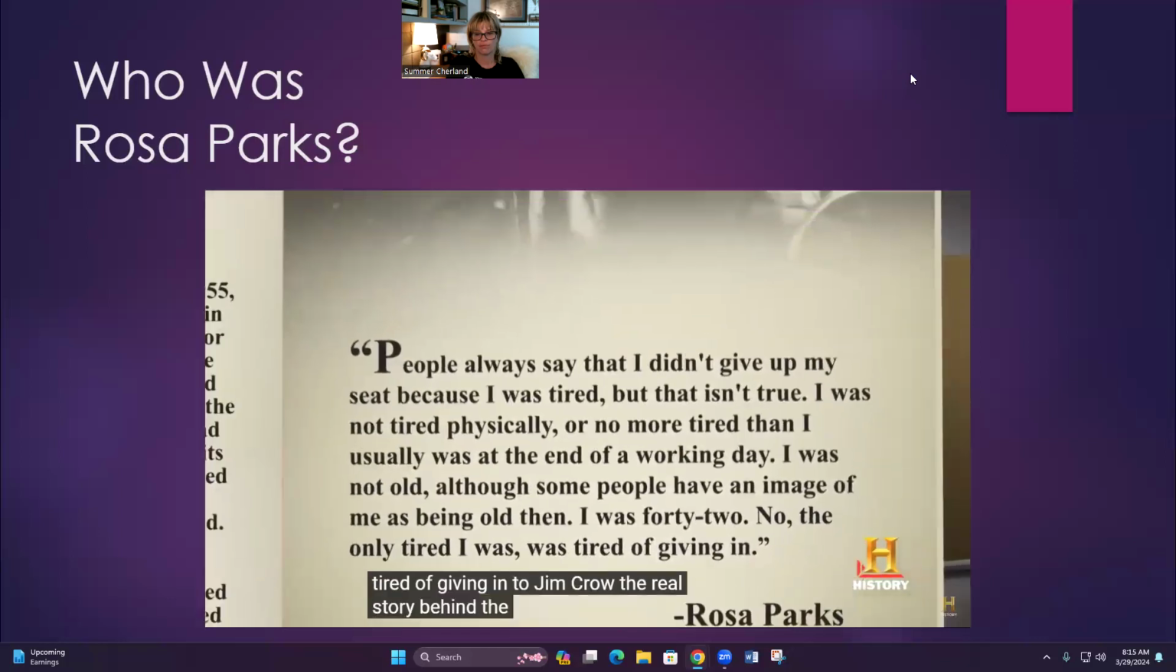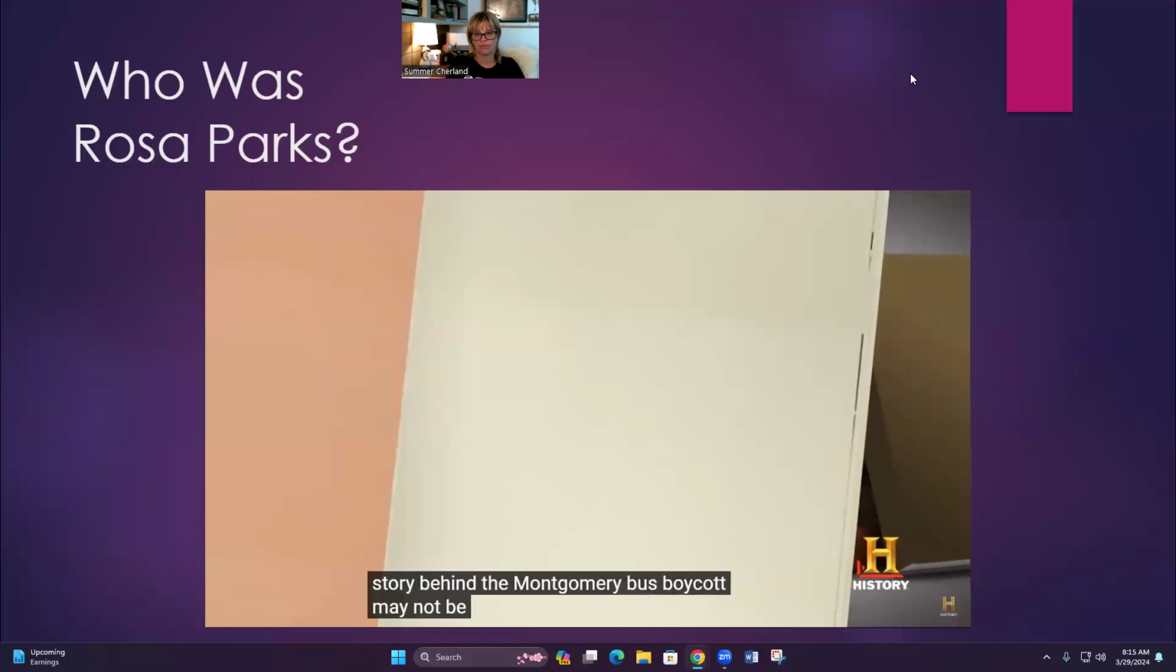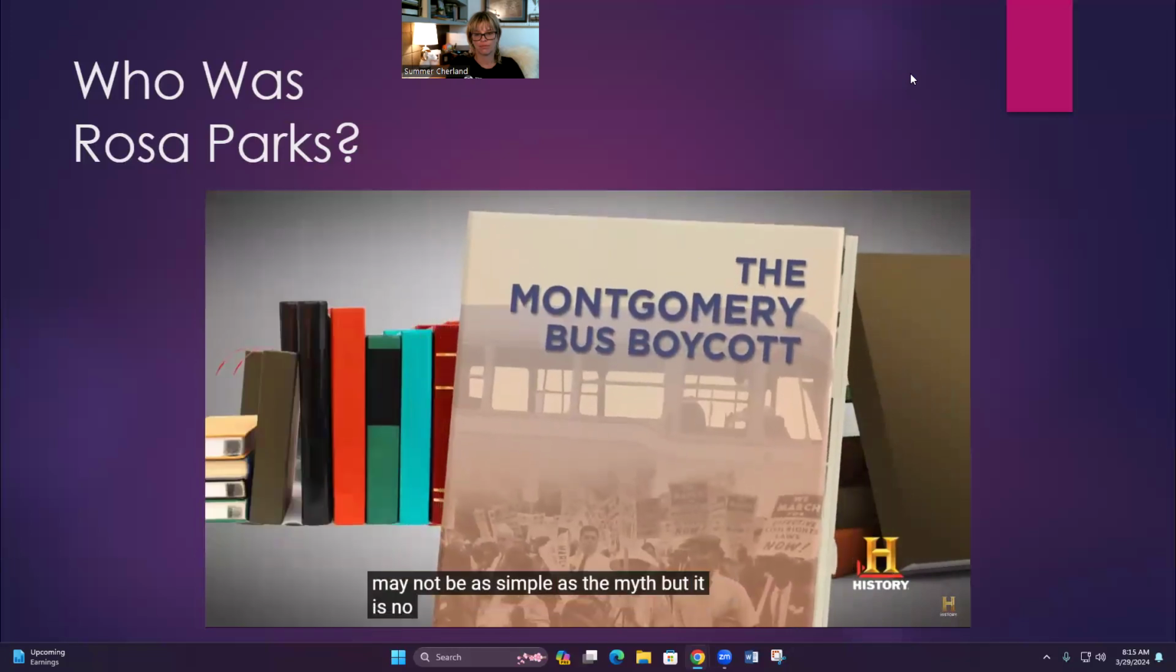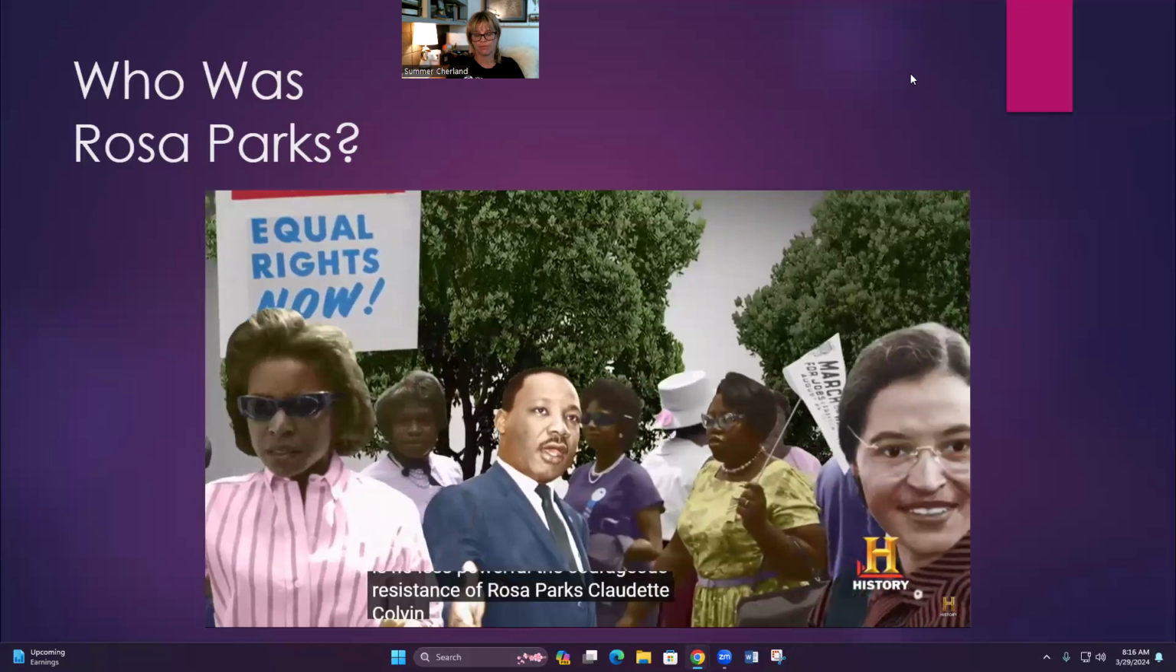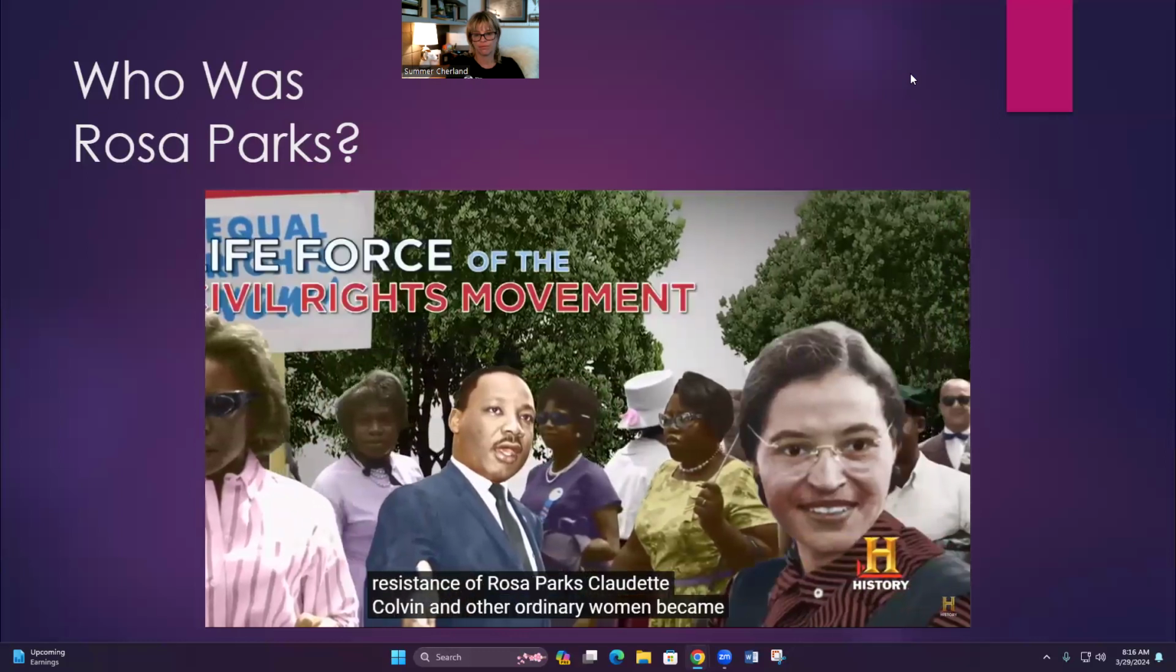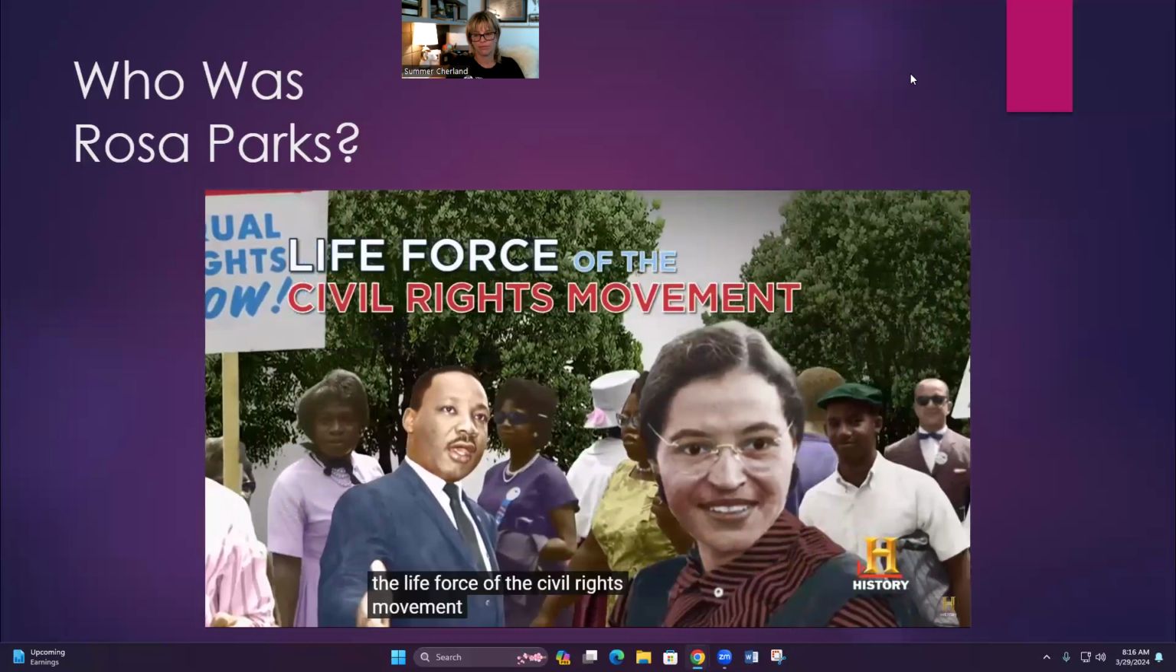The real story behind the Montgomery bus boycott may not be as simple as the myth, but it is no less powerful. The courageous resistance of Rosa Parks, Claudette Colvin, and other ordinary women became the life force of the civil rights movement.